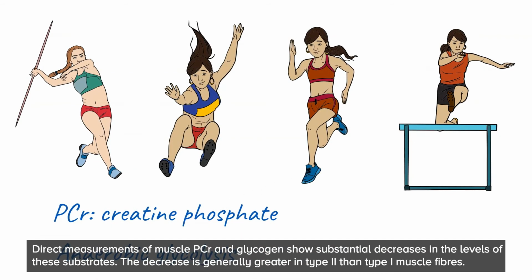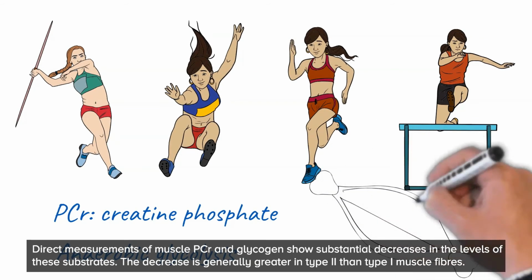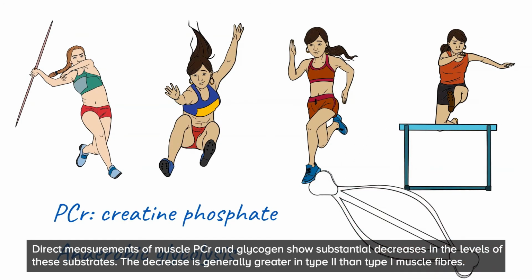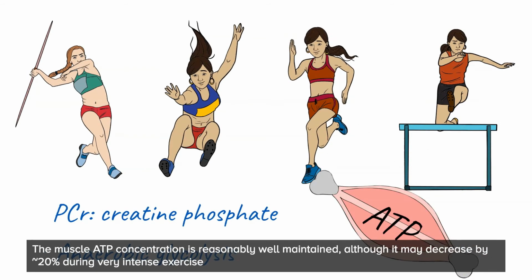Direct measurements of muscle phosphocreatine and glycogen show substantial decreases in the levels of these substrates. The decrease is generally greater in type 2 than type 1 muscle fibers. The muscle ATP concentration is reasonably well maintained, although it may decrease by 20% during very intense exercise.